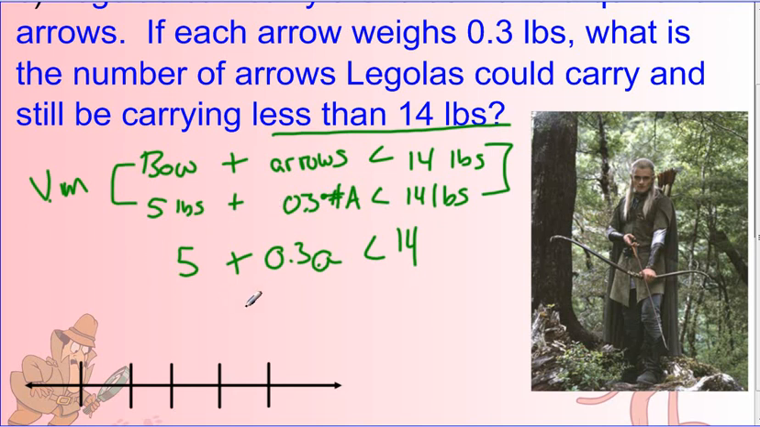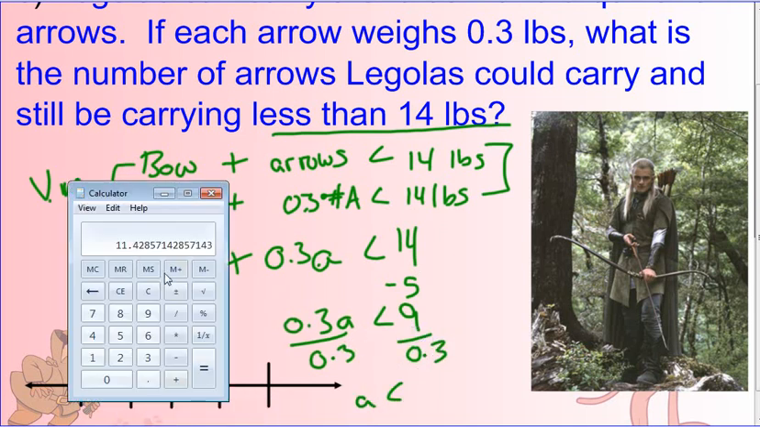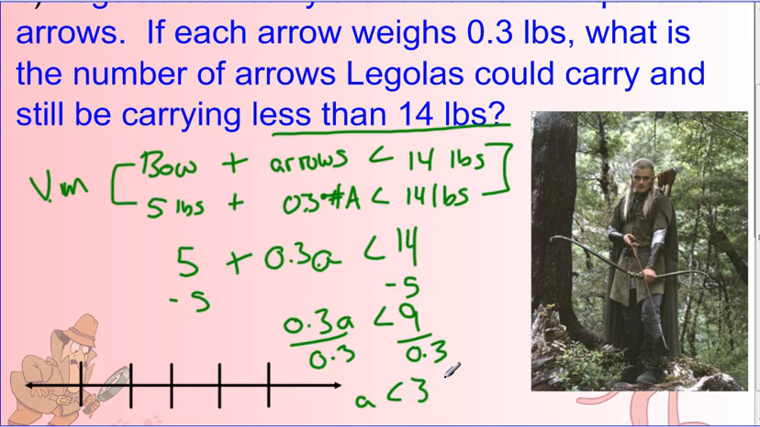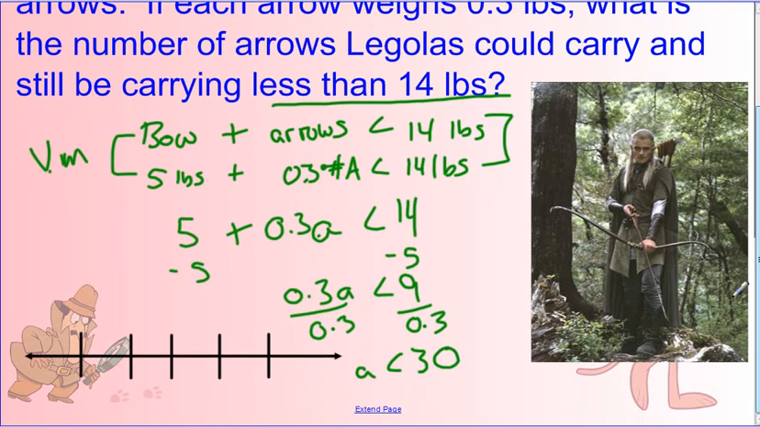Now we just solve that. Subtract 5 on both sides. 0.3a is less than 9. Divide by 0.3, divide by 0.3. A is less than 9 divided by 0.3 equals 30. So Legolas could carry up to 30 arrows with him. Anything less than 30. He wants to be less than 14 pounds, so if he carries 30, he'll be at 14 pounds, and that's no good. He wants to be less than 14 pounds.